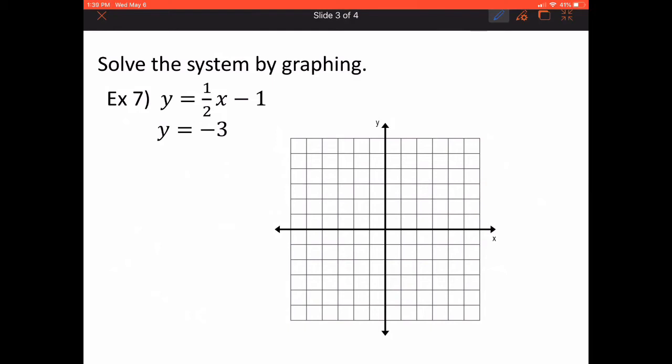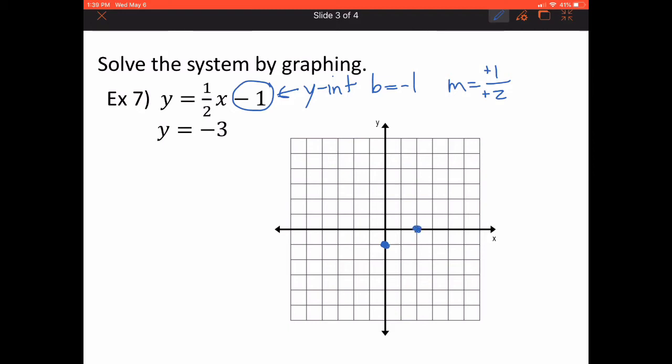So from the last video, if you remember, we're going to graph y equals 1/2 x minus 1 by finding the y-intercept first, which is this. So the y-intercept, or the b value, is -1. So on the y-axis, find -1. There it is. And then our slope is 1/2. Both of them are positive. So we're going to go up 1, right 2.